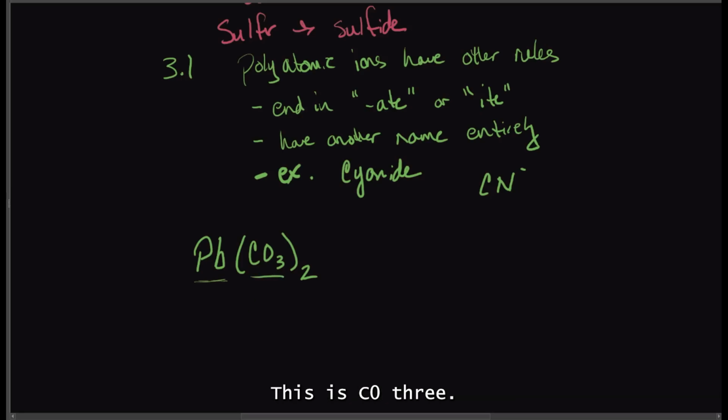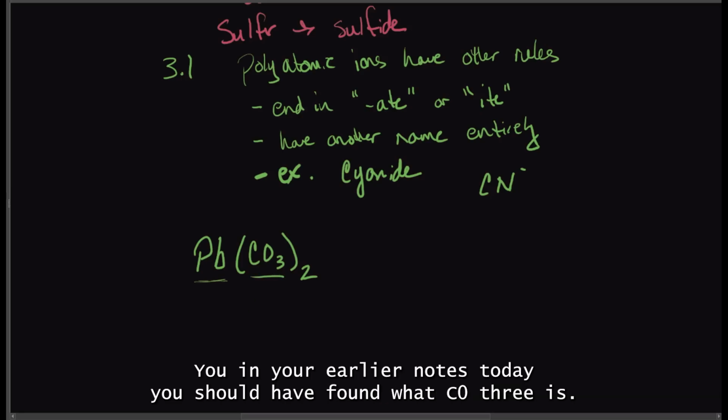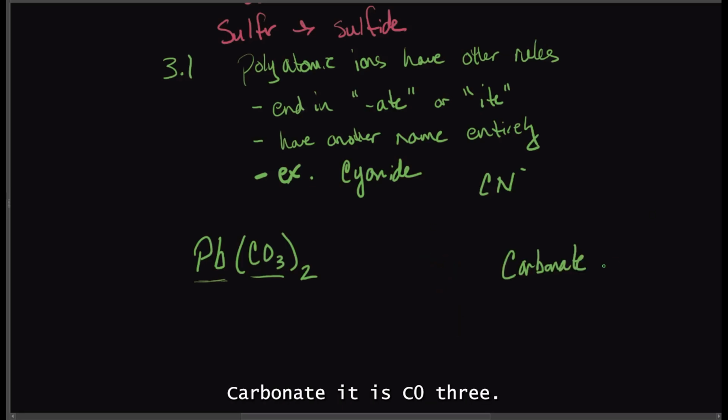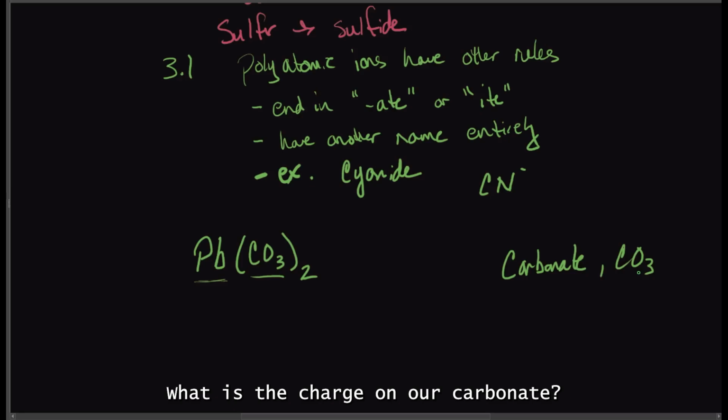This is CO3. In your earlier notes today, you should have found what CO3 is. First of all, what is its name? I know we named it because I looked at your notes. CO3 is, okay, CO3 is carbonate. Carbonate is CO3. What is the charge on our carbonate? No, not on the carbon, on carbonate. It ends in ATE. It's a polyatomic ion. It is a -2. Okay. That -2 is that charge on just the CO3. There are 2 of them here.